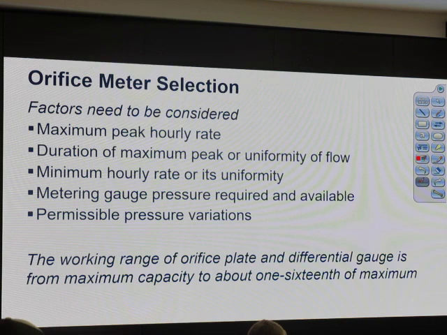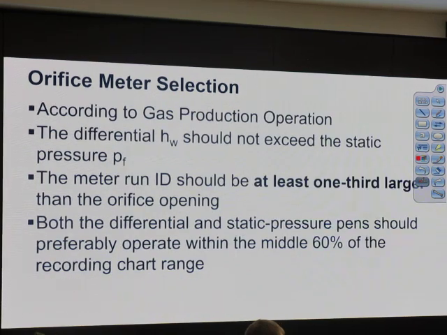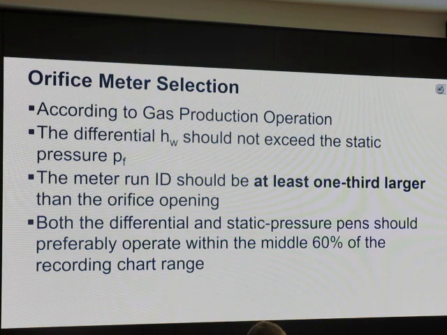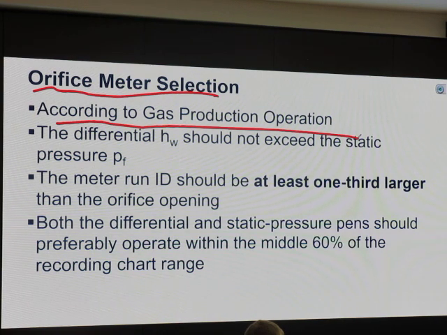Okay, the working range of orifice plate and differential gauge is from maximum capacity to about 1/16 of the maximum. So that is the working range, but we try to stay between 20 and 80. Okay. You may read all this by yourself.